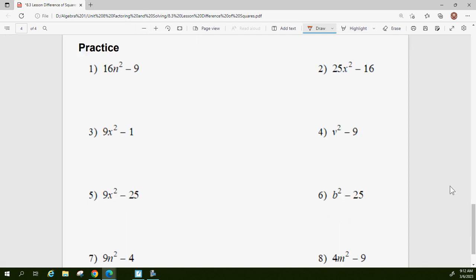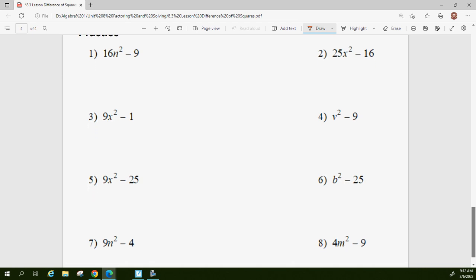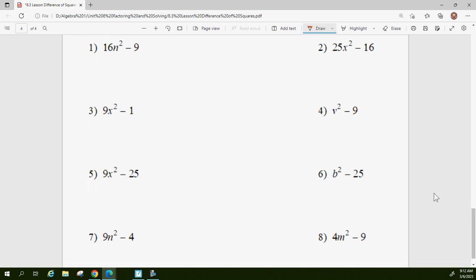So do make sure you do each of these practice problems. If you get stuck at any point or need a little bit of help, always feel free to ask. I'm happy to help. Take your time on these, and good luck.